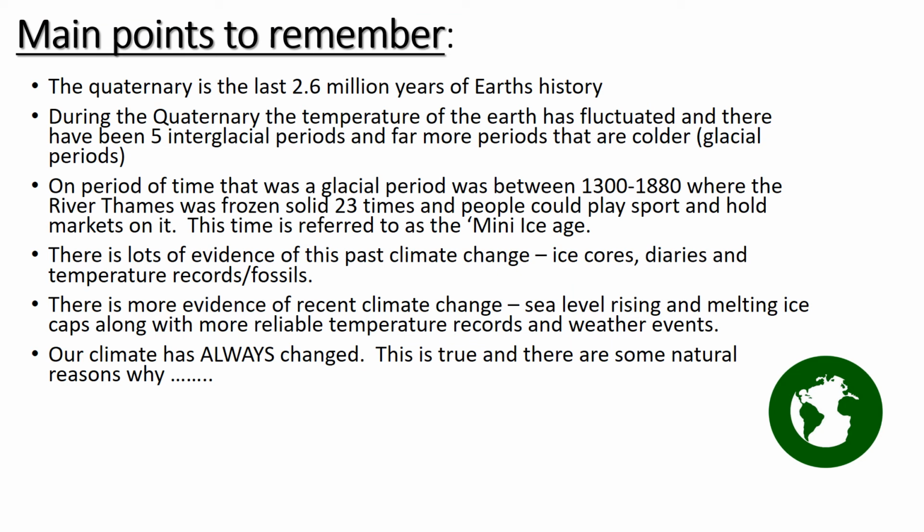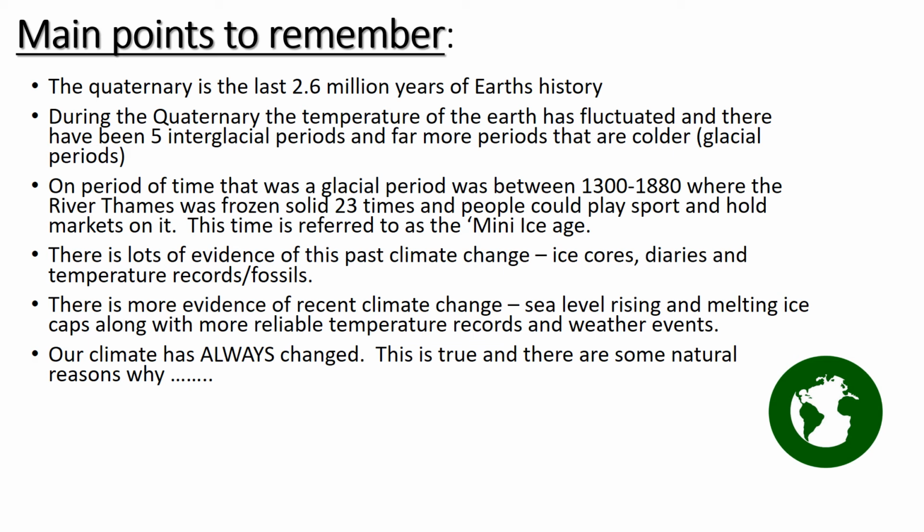So a couple of things to remember based on what you've learnt so far. The Quaternary is the last 2.6 million years of Earth's history. During the Quaternary, the temperature of the Earth has fluctuated, and there have been 5 interglacial periods in the last 450,000 years. And there have been far more periods that are colder. So glacial periods have been more prominent over the last 450,000 years of Earth's history.